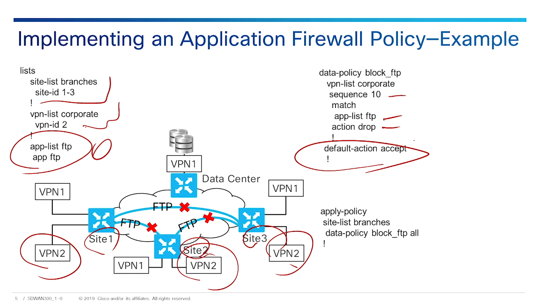Remember, this default action accept is unlike ACLs. If you don't put that in there, there is no default action. So you do have to add that default action, just like any other access list in the last 25, 30 years of Cisco. All right. So remember, this policy is going to apply to all branches, but not the data center site. The keyword all means from service and from tunnel, so both directions. And that's the all we're talking about right there.